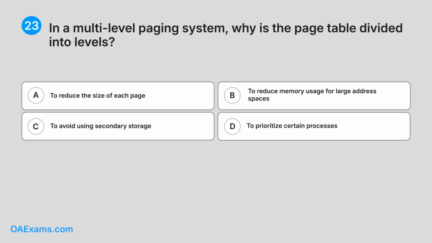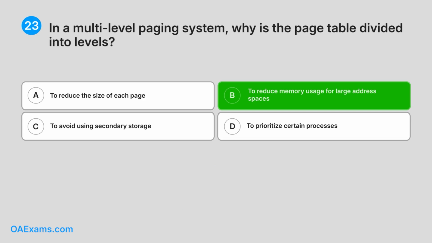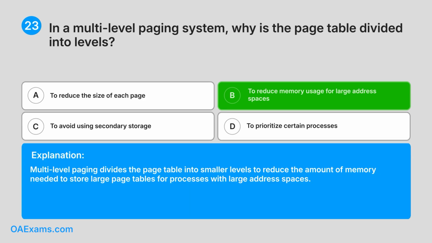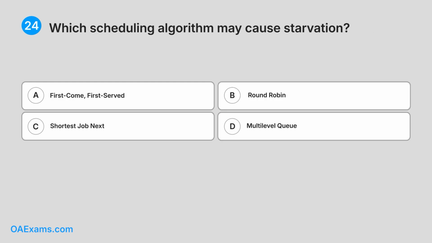Correct answer: B. To reduce memory usage for large address spaces. Explanation: Multi-level paging divides the page table into smaller levels to reduce the amount of memory needed to store large page tables for processes with large address spaces. 24. Which scheduling algorithm may cause starvation?